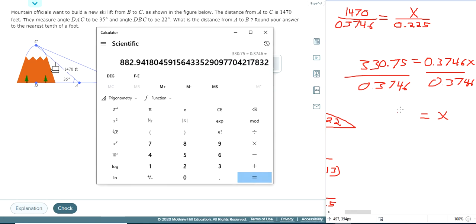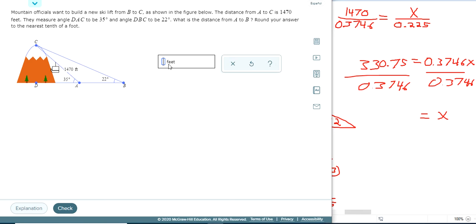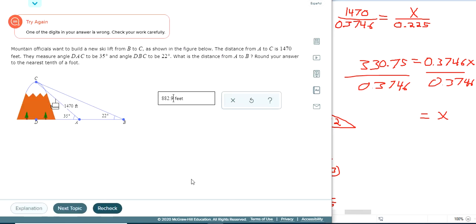So 882, how many decimals do we need? Nearest tenth of a foot. So 882.9 is the nearest tenth of a foot. Oh, what did I do wrong? One of the digits in your answer is wrong. 882.9.